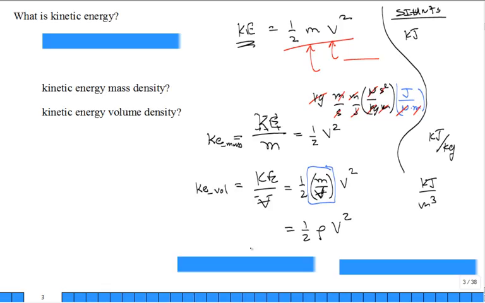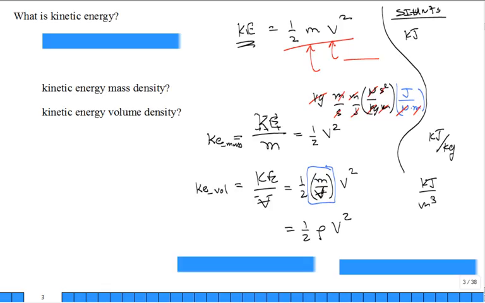How many people have seen 1/2 rho v squared somewhere before in their prior life? Yeah. We're getting the Bernoulli's equation. 1/2 rho v squared. We're getting the Bernoulli's equation. So what is this? This 1/2 rho v squared is kilojoules per cubic meter in SI units, isn't it?